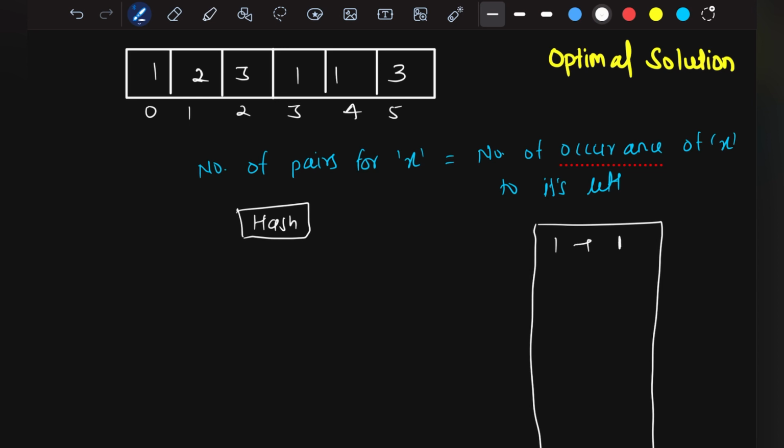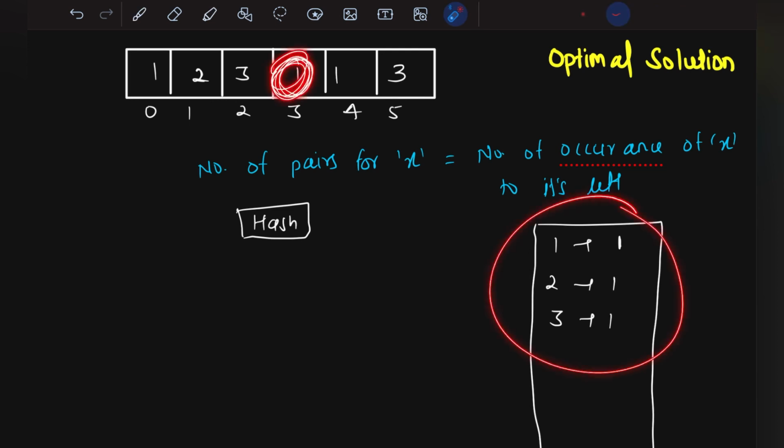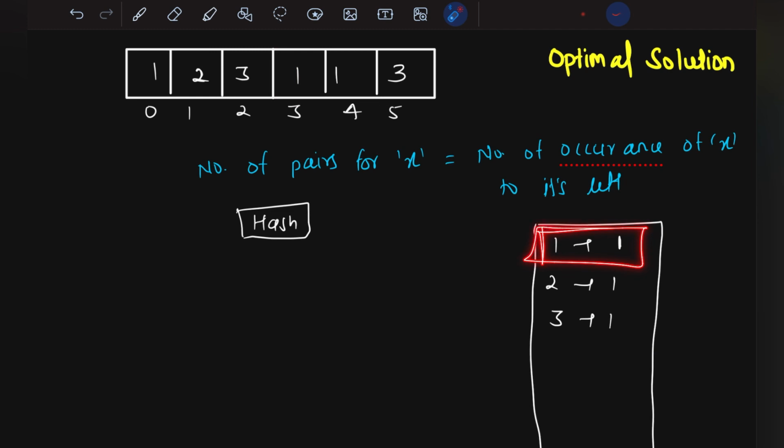Now I come across 2. Does my hash contain 2? No. So I will simply store 2 with occurrence 1. Now I come across 3. Does my hash contain 3? No. So I will simply store 3 with occurrence 1. Now I come across 1, and I will check, does my hash contain 1? Yes, it contains 1. Then what is its occurrence? 1. Therefore, how many pairs are possible with this one?